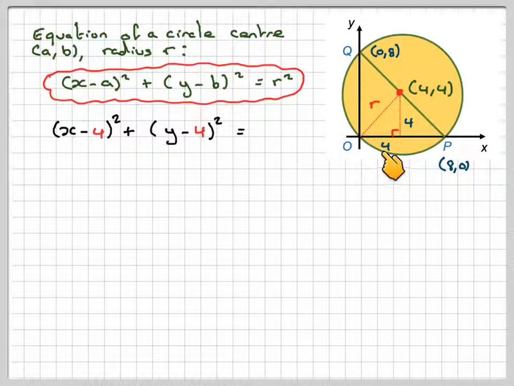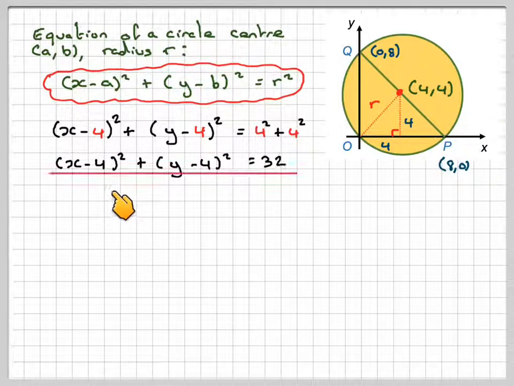So applying Pythagoras to that, that will be 4 squared plus 4 squared. I won't take the square root because I actually want r squared. So the equation of the circle will be (x minus 4) all squared plus (y minus 4) all squared is equal to 16 plus 16, which is 32.